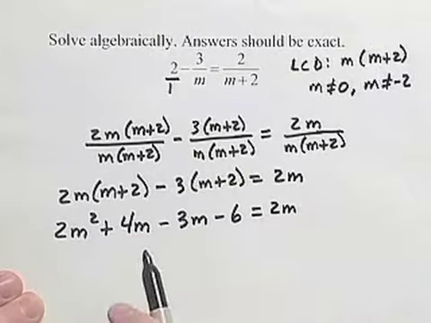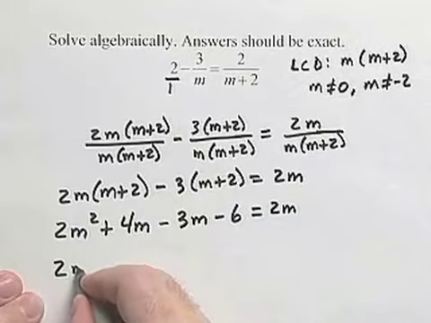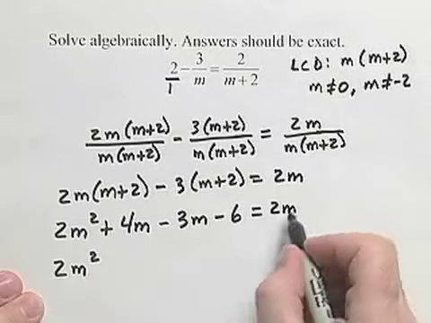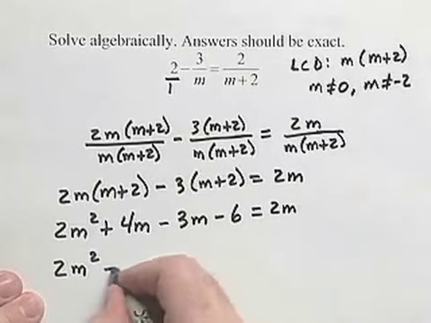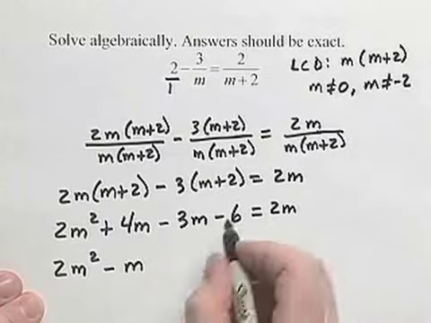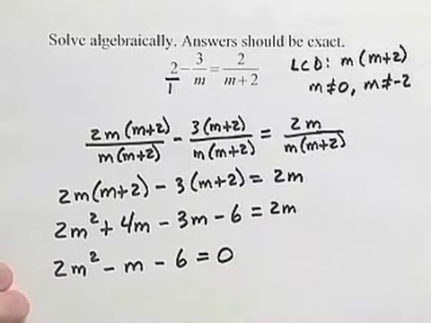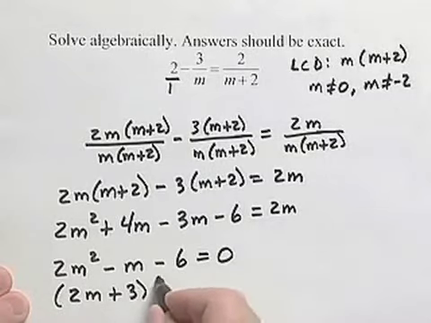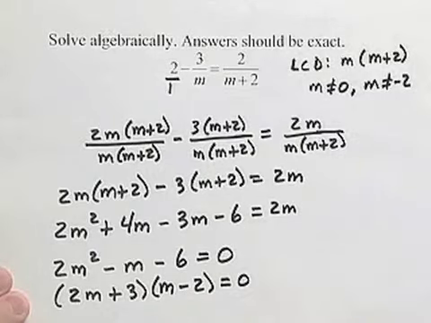We'd like to get everything onto one side, making the right-hand side equal 0. So we'll have 2m squared, 4m minus 3m, and I'm going to need to subtract 2m from both sides. So we'll have 4m minus 3m minus 2m is negative m, and then minus 6, and that equals 0. We have a quadratic equation. We want to try to factor that, and we can factor this as 2m plus 3 times m minus 2, and that's equal to 0.